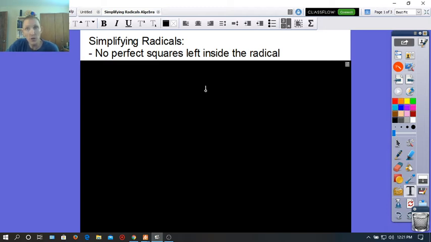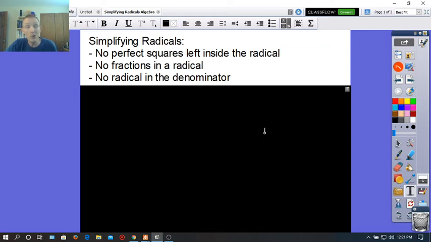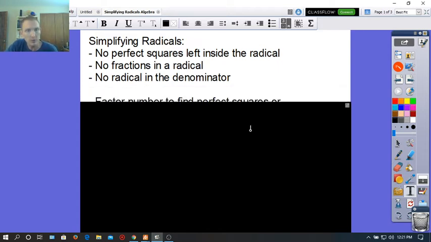The second two features are going to be features that become a lot more intense as we go further into this chapter. No fractions in a radical. That's going to be easily addressed today. No radical in the denominator. Now that is going to take care of itself today. Later in this chapter we'll address how we are going to do that. The first step is the key. No perfect squares left inside the radical. For those of you with strong multiplication skills, this is going to be pretty easy to do. For those of you whose skills are a little bit weaker, it's going to take you a little bit longer to simplify a radical.